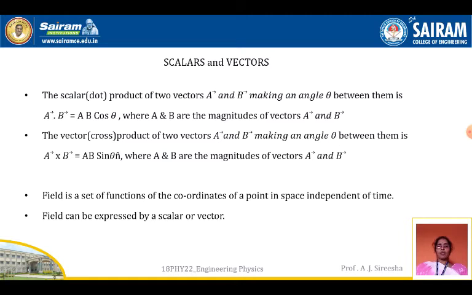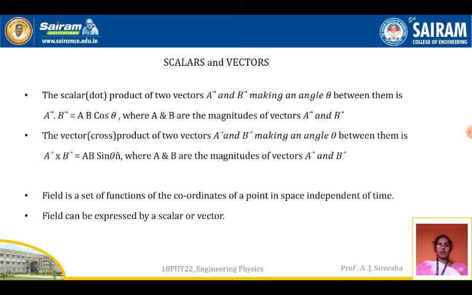The scalar dot product of two vectors A and B making an angle theta between them is A dot B is equal to AB cos theta, where A and B are the magnitudes of the vectors A and B. That means a scalar product, if there are two vectors A and B making an angle theta between the two vectors, then the scalar product is given by A dot B, that is AB cos theta.